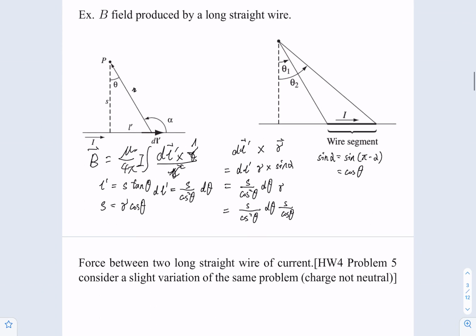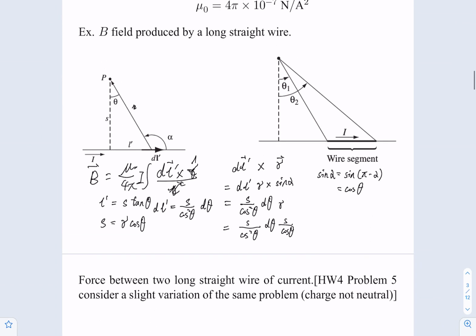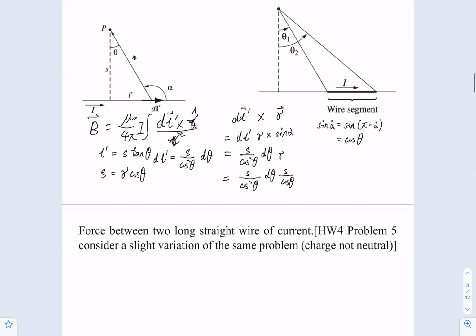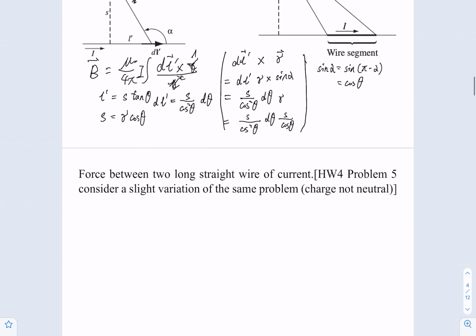Okay, sorry, I think I made a mistake here. This is fine up to here, but inside the integral is dl cross curly r hat over curly r squared. So we simply rewrite this to dl prime cross curly r divided by curly r cubed.